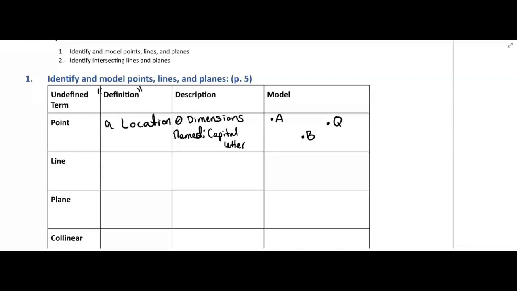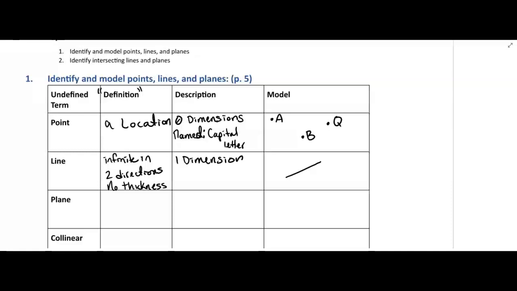A line is made up of points. So if we were to have an infinite number of points together, this would be a line. I'm going to draw that more like this. So a line goes infinite in 2 directions. All right, it has no thickness. It has 1 dimension.